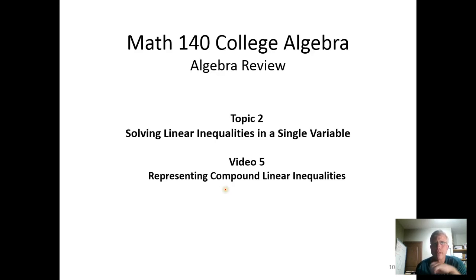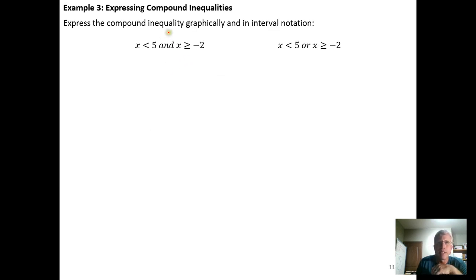So in this video we're going to look at representing compound linear inequalities. And all a compound linear inequality is, is an inequality that either has two or more inequalities being combined with the word and, or two or more inequalities being combined with the word or. And there's differences in what those words mean.